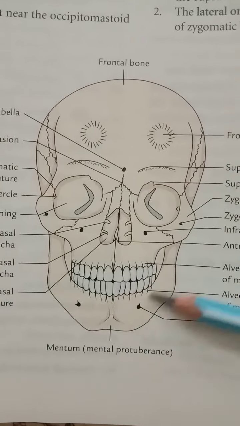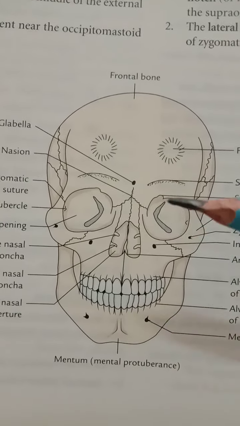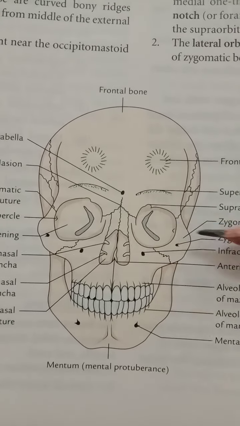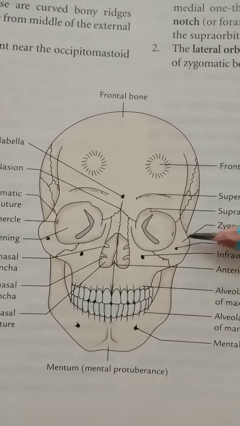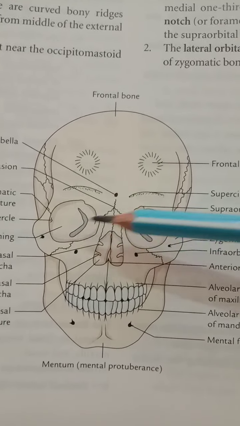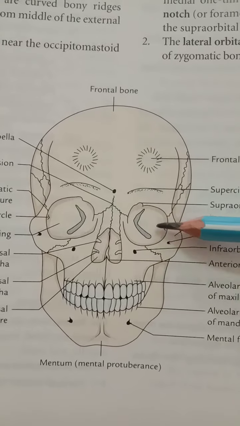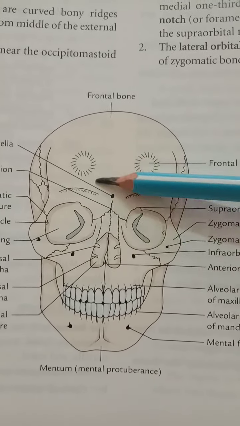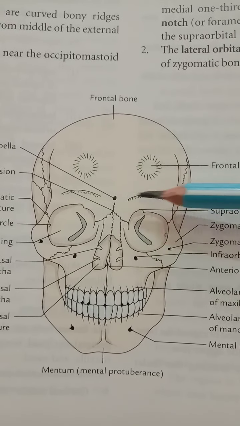So let's start the orbit. The orbits are the two pyramidal cavities situated one on each side of the root of the nose. Here the nasal bone is present, and on both lateral sides the two pyramidal cavities are present. That is called the orbit. They provide sockets for the rotatory movement of the eyeball.